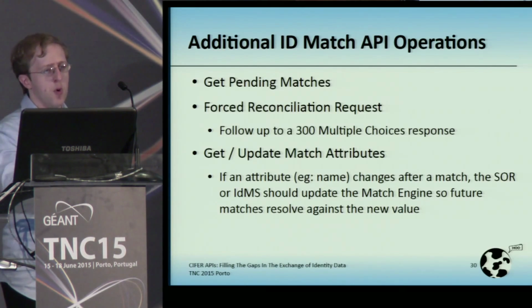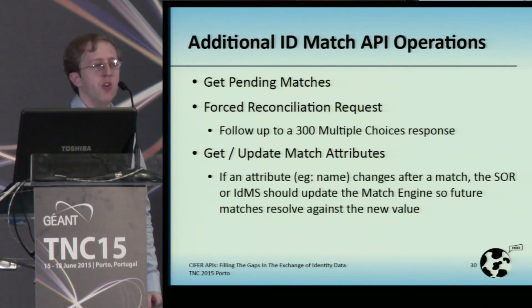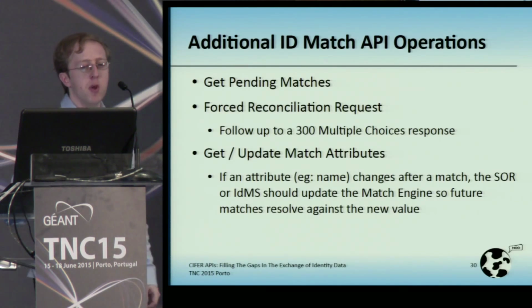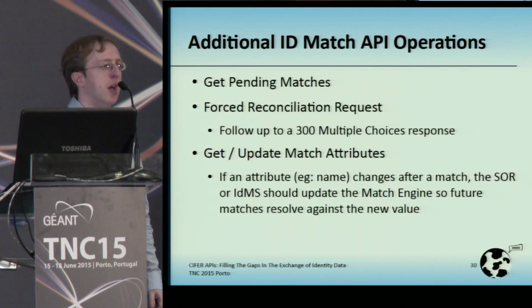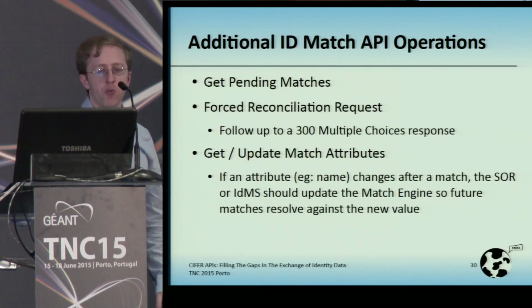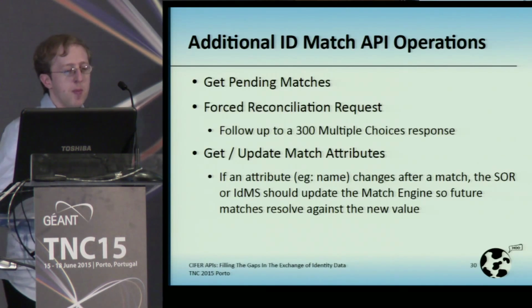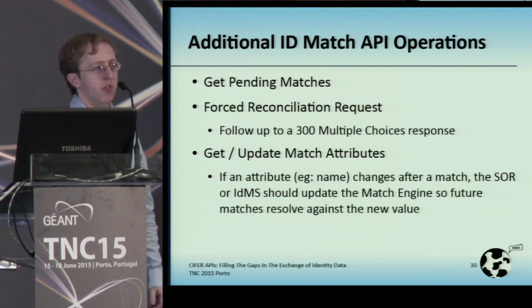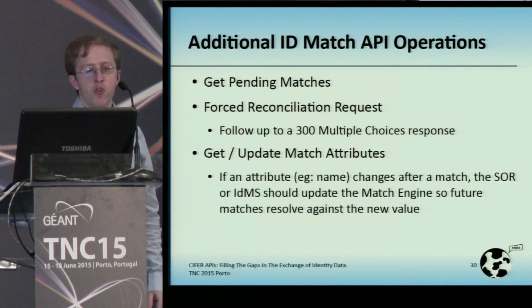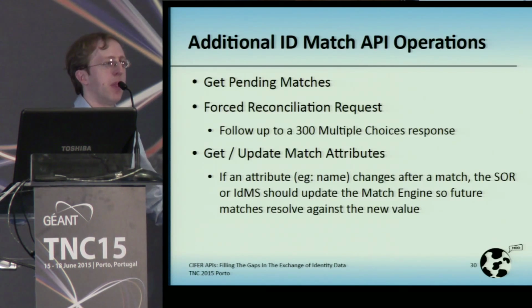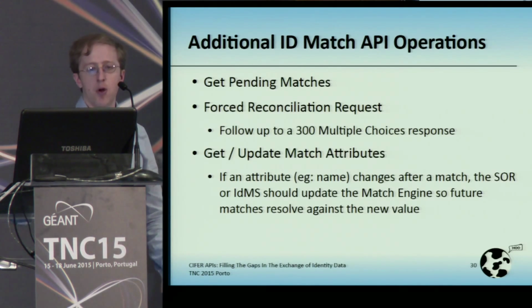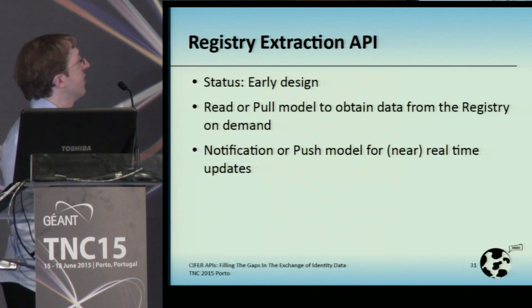Beyond that, there are a few other ID match API operations that we need to support for administrative purposes. So you can imagine that if you've got an administrator, they want to see what pending matches haven't been resolved. You want to be able to force a pending match to resolve. And then a little bit more unintuitively, after the match is done, if the person's name changes, let's say they get married or otherwise change their name, you need to tell the match engine about that, or else it will match against the wrong name if they come back and reaffiliate later. So that's the match API.